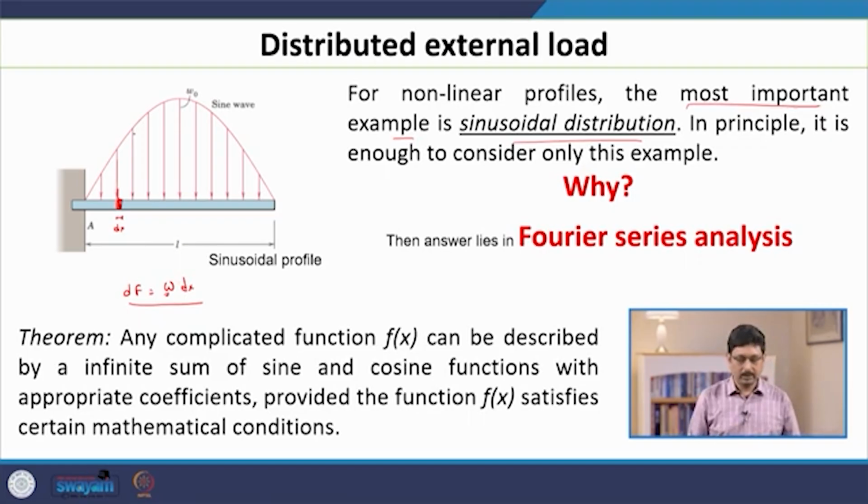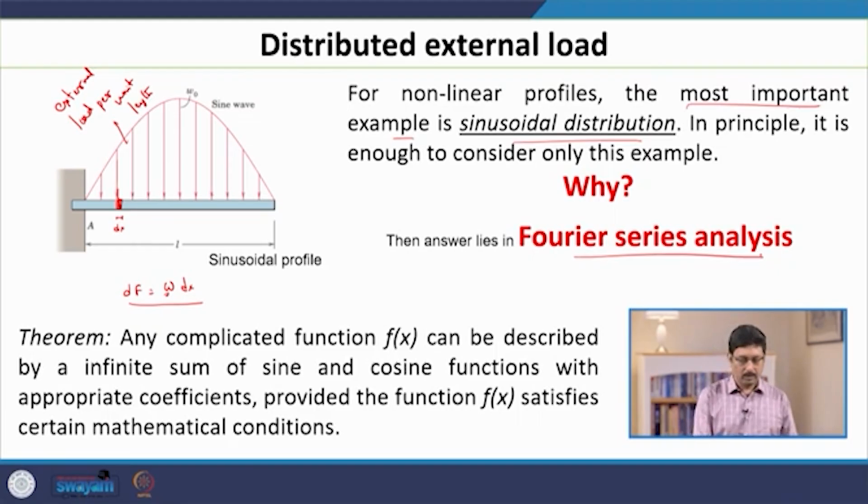So, these arrows represent the external load per unit length. Here it follows a sine curve. Sine and cosine curves are equivalent, so I am assuming a sine curve. So, why is sine the most important example? Because of a very powerful and wonderful mathematical theorem called Fourier series analysis.